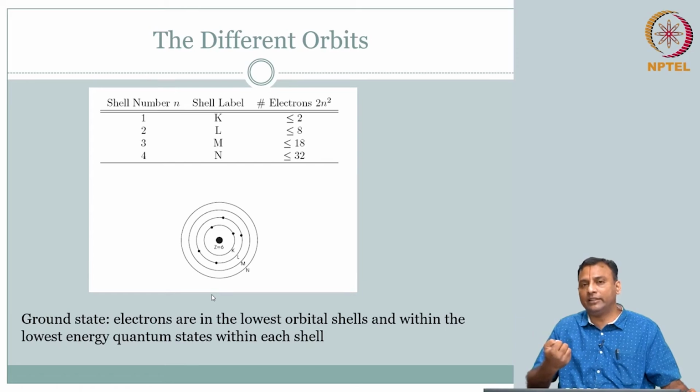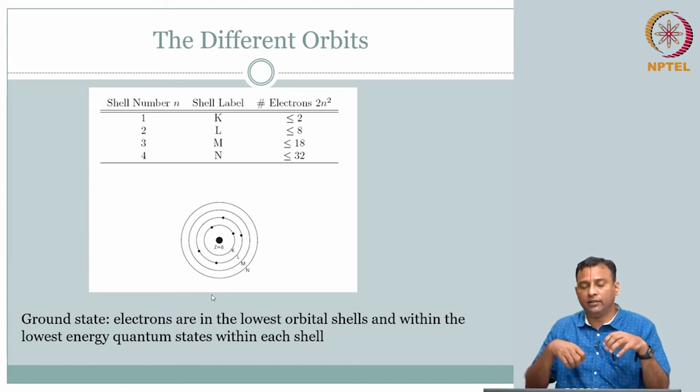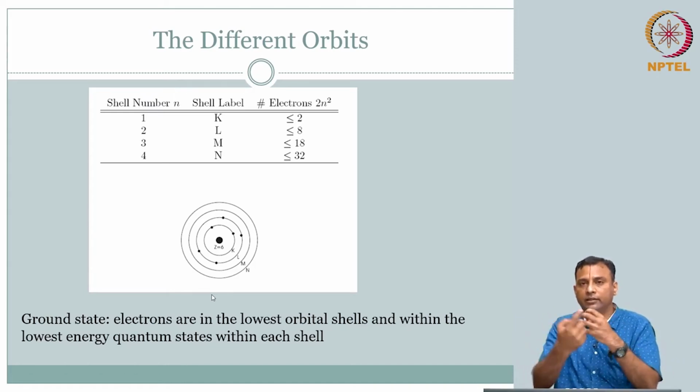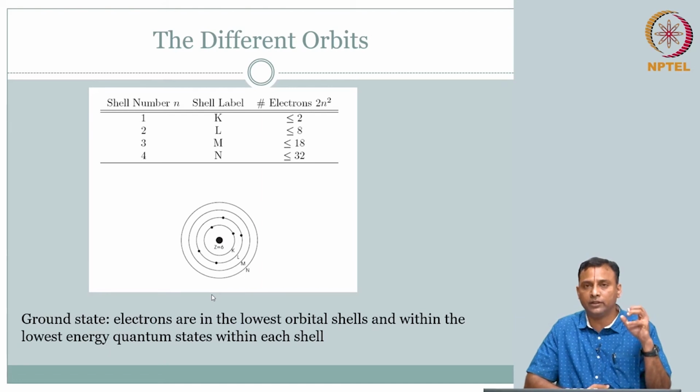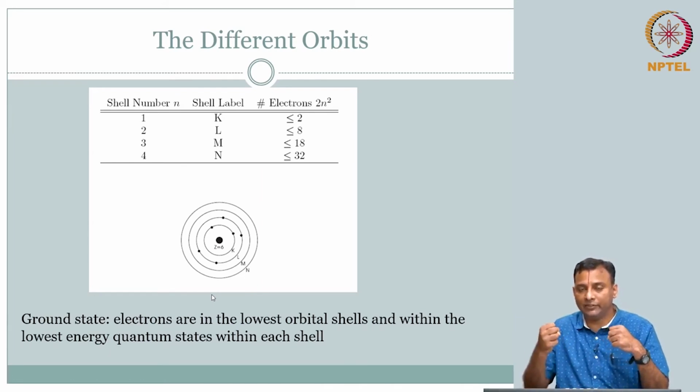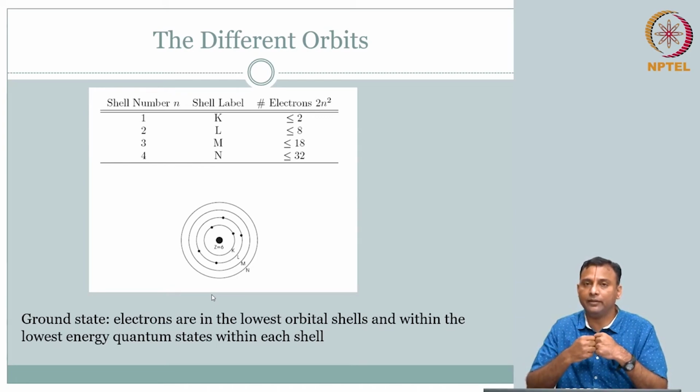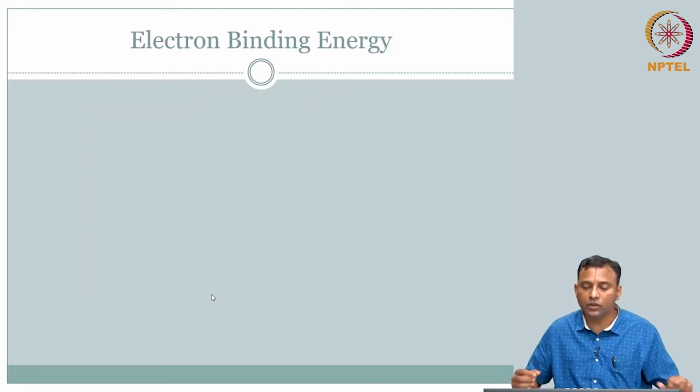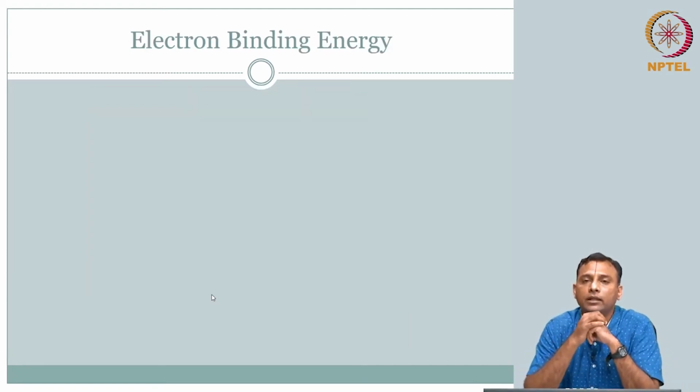If this is the low energy state, and I say that these electrons are attached, revolving around the nucleus, there are protons at the center, so that it is net neutral. That means there is an energy with which it is binding to the nucleus. So that means we need to talk about electron binding energy.